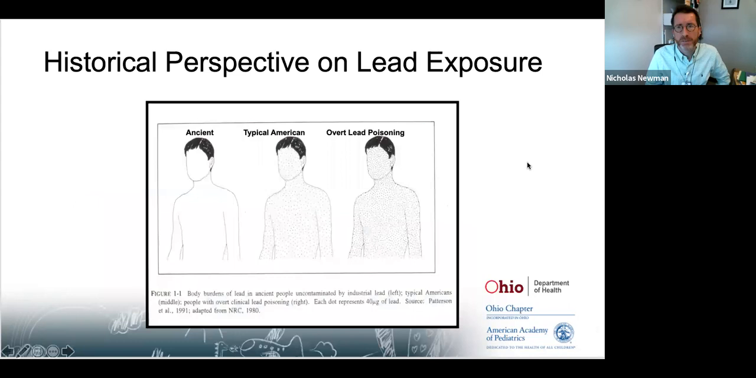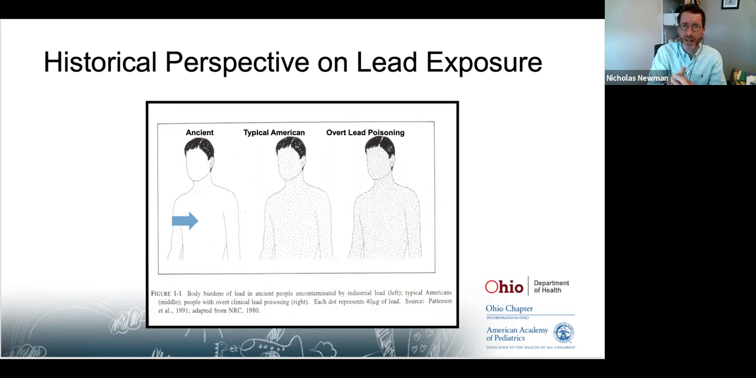Just to put it in perspective, because people say, oh gosh, lead levels have dropped so much, why are we even worried about this anymore? The truth is, if you look at these pictures, the one on the left shows ancient people. They estimated what the lead burden was in the body based on how much lead was in the bone. If you just do one little click, Alex, a little animation will come up. So that one dot is the amount of lead that people were exposed to about 10,000 years ago.